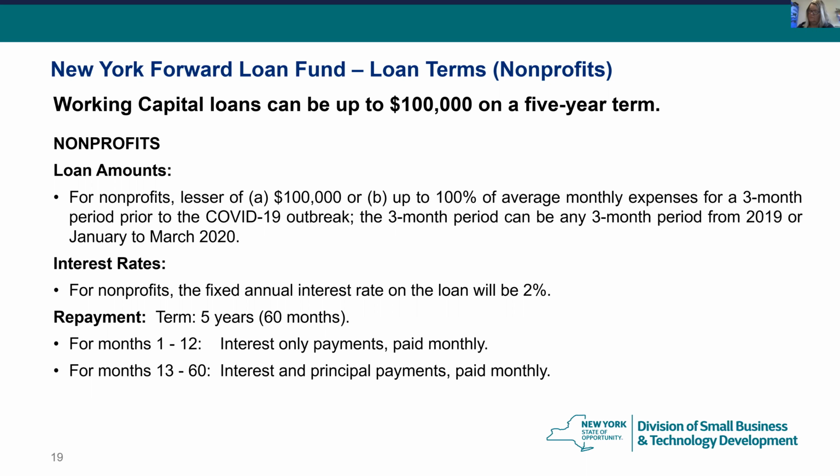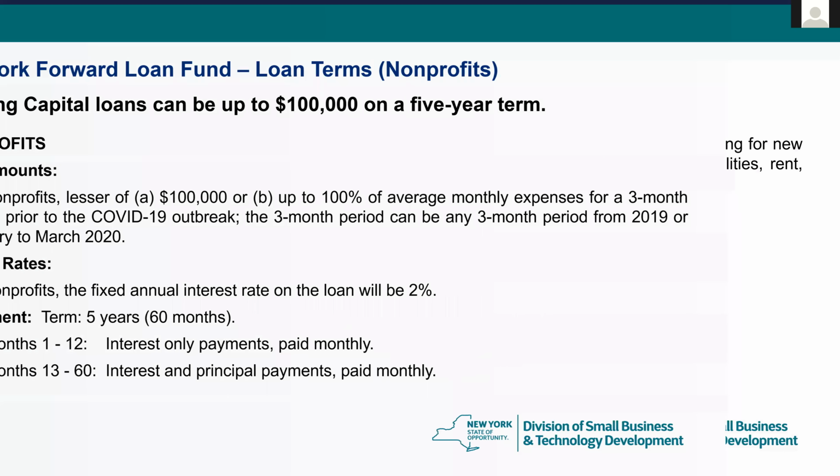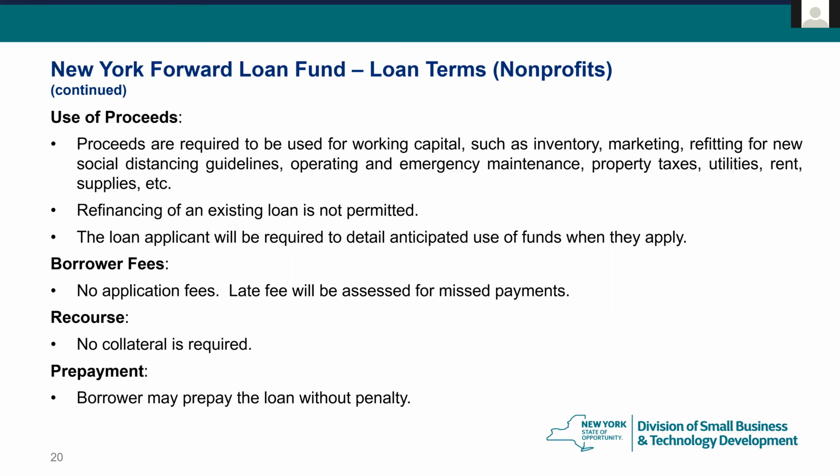Now for nonprofits, a little bit different interest rate. It's a fixed rate of 2% for nonprofits. It has to do with where the money comes from in the fund. Repayment terms are the same. The first 12 months are interest only, paid monthly, and the remaining 4 years are interest and principal, paid monthly. Same use of proceeds. The working capital proceeds can be used for a vast variety of things, except for refinancing existing loans. You can't refinance an existing loan. Once again, you're going to be required to detail your anticipated use of funds when you apply. No application fees, collateral requirements, and no prepayment penalties.